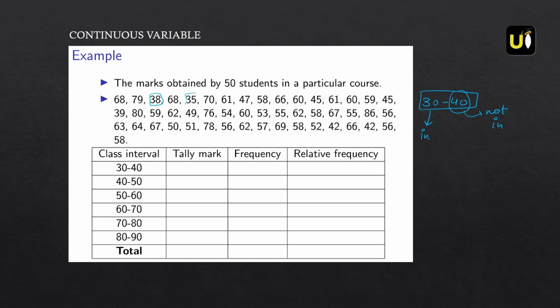1, 2, 3. So we have 3 here. All right, 1, 2, 3. Okay, so now we will see for 40 to 50. Here 50 will be excluded. So 1, 2, 3, 4, 5 and 6. Okay, so here we have 6.